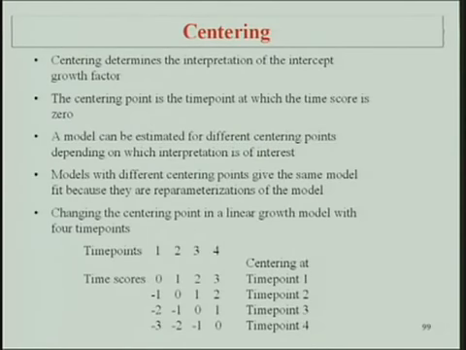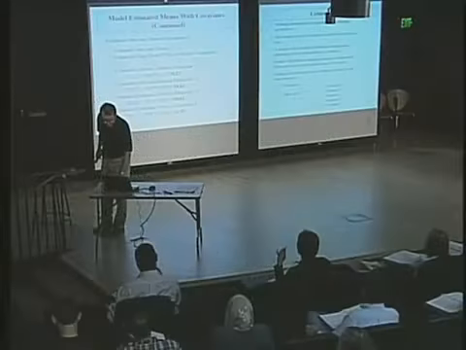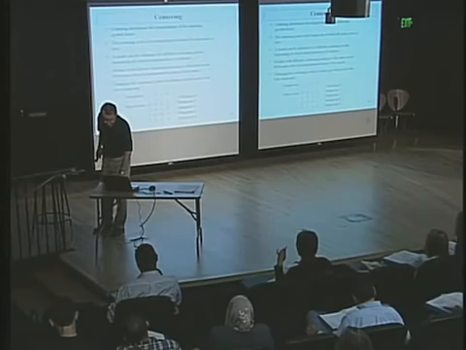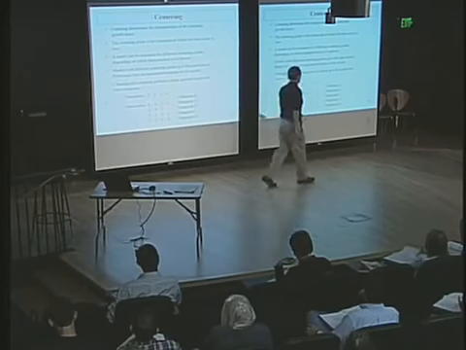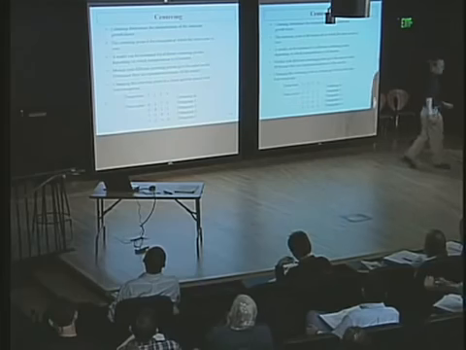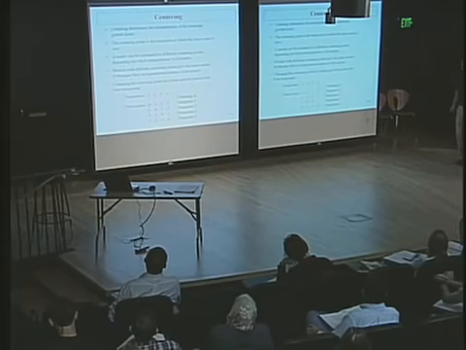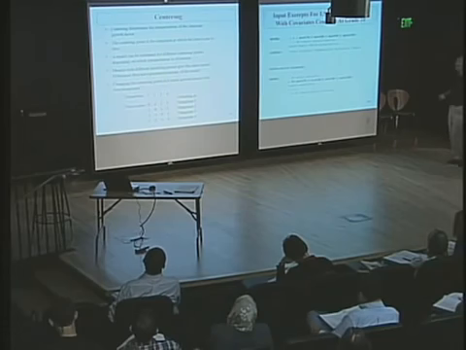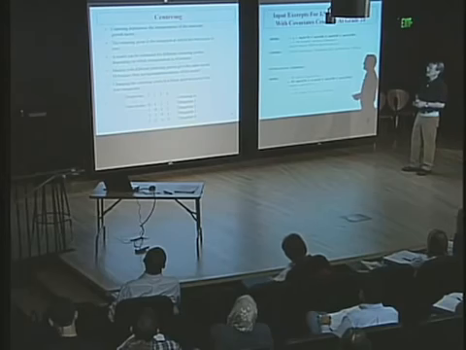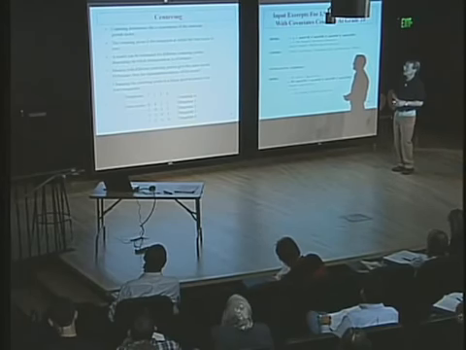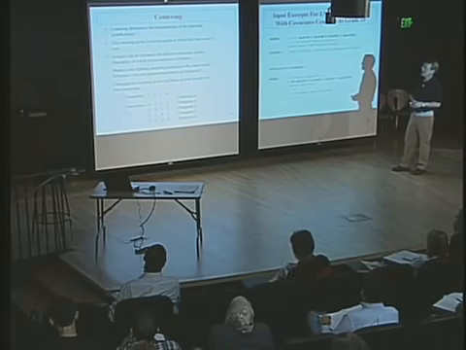Now, let's look at centering, because we've been talking about it, so it should be easily within reach for us now. If you look at slide 99, we've said that the centering determines the interpretation of the intercept growth factor. And the centering point is a time point at which the time score is 0.